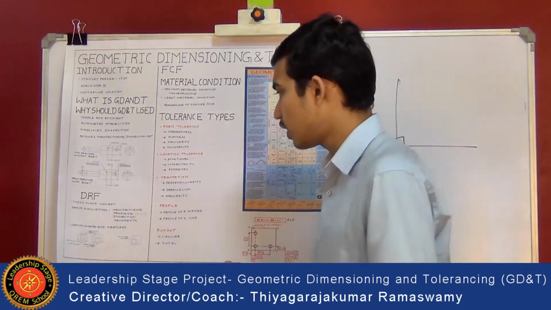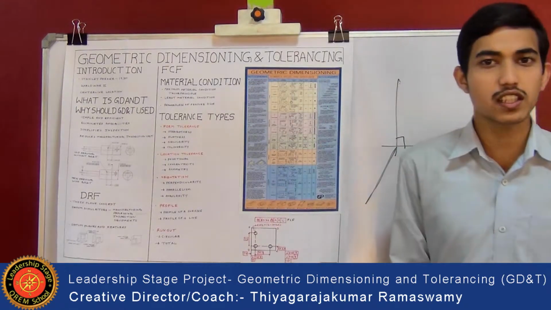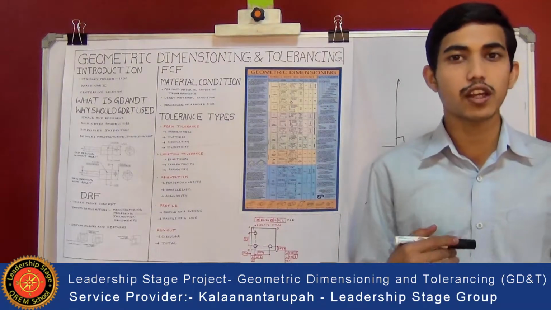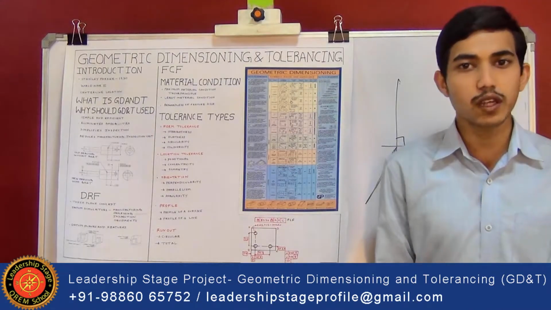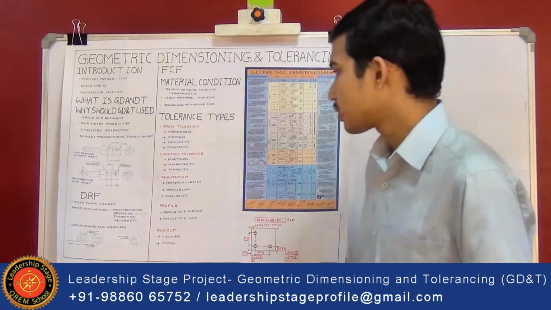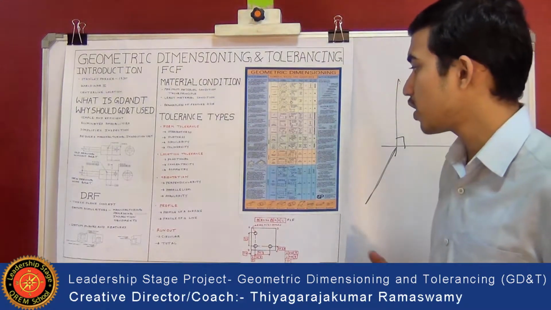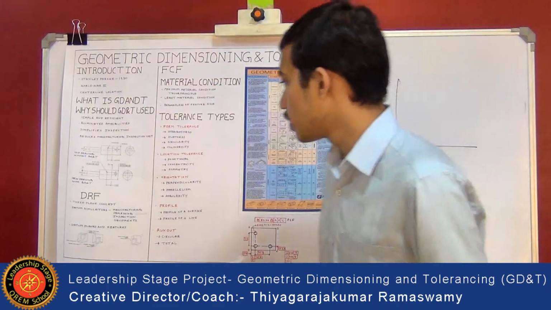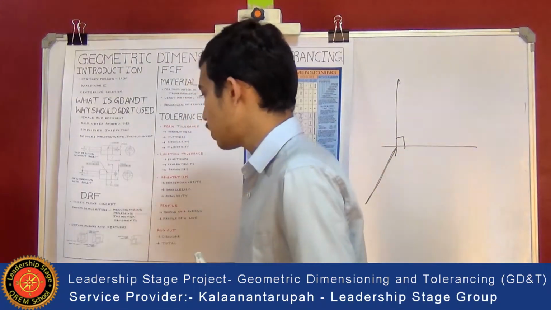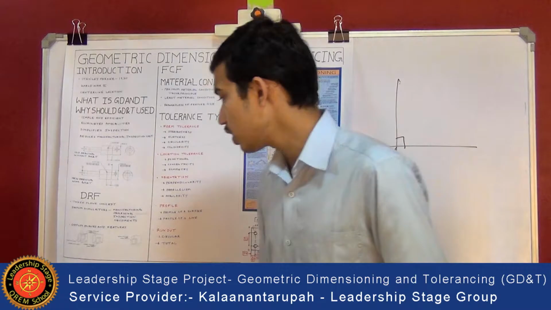Then the datum reference frame stabilizes the values and gives accurate values, so that if the manufacturer reads a drawing and the customer reads a drawing, both of them get the same answer. Then the relationship between datum planes and features: datum planes are classified into three types, that is primary, secondary and tertiary.